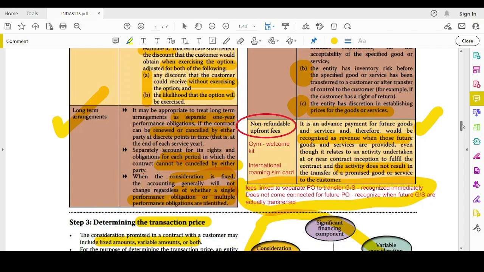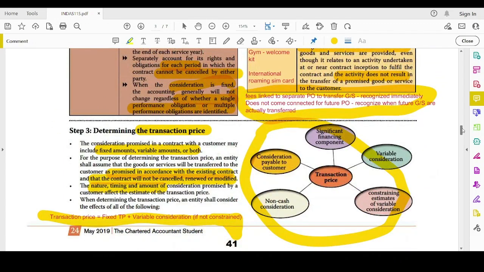Therefore, the recognition of revenue will also occur immediately. In the case of an international roaming SIM card, the performance obligation occurs only when that party makes a phone call from an international location to the particular domestic location. So it is related to a future performance obligation. When the future performance obligation occurs and the transfer of goods or service happens, you can recognize the revenue. This is with respect to performance obligation, non-refundable fees.